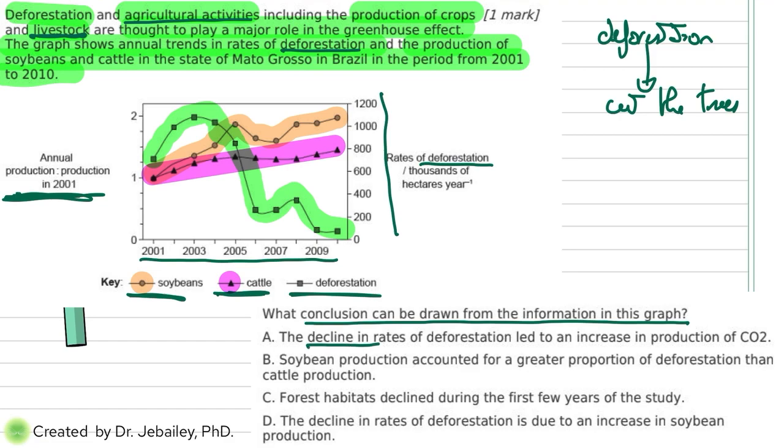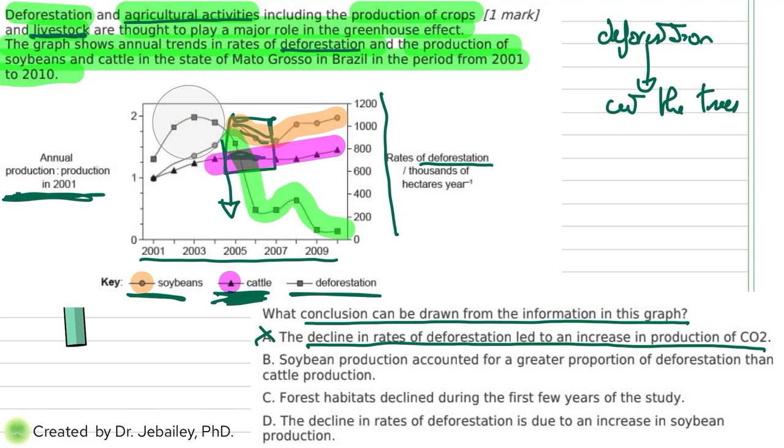The first one says the decline in rates of deforestation led to an increase in production of CO2. So let's see. If we decline the rates of deforestation, so that means in this case, right here. What about here? There's a decline of deforestation, right? Is it going down? There was an increase in production of CO2. Now, production of CO2 in this case would have been the cattle releasing methane, which turns to CO2. And the soybean, in this case, no, there was a little bit of a drop here. So that means you weren't taking the soybeans out. So there isn't this increased production of CO2 because there's not much change going on here in the soybean and the cattle. So I don't think A will be following through.